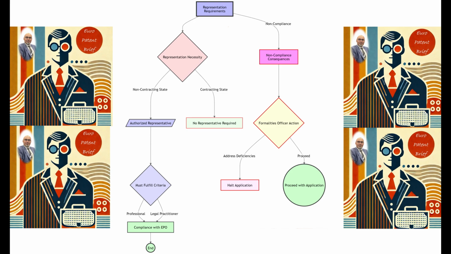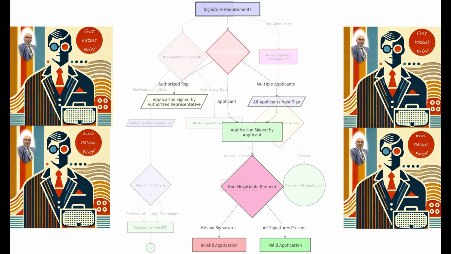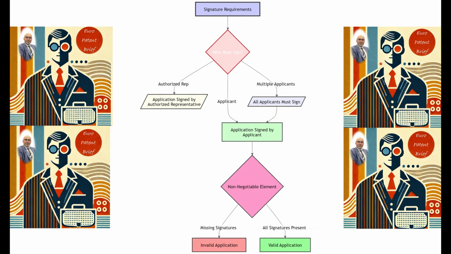IV. Abstract. You must include an abstract summarizing your invention. This is crucial because it helps others understand the essence of your patent. V. Request for grant. You must submit a formal request for the grant of the patent. We'll explore the details of this form and what it must contain. VI. Claim to priority. If you are claiming priority from an earlier application, you must provide the necessary details and documents.